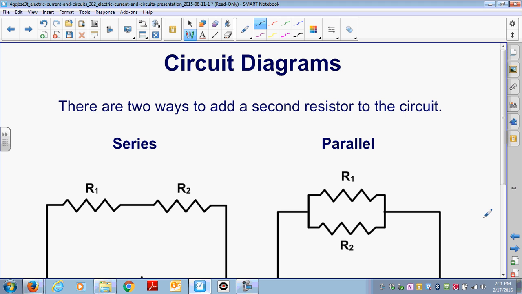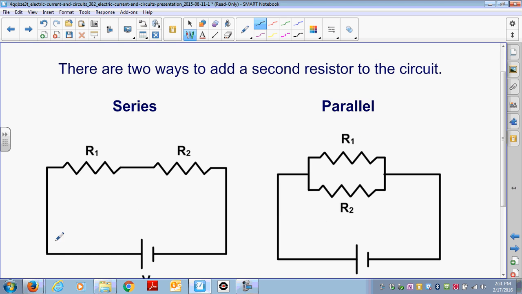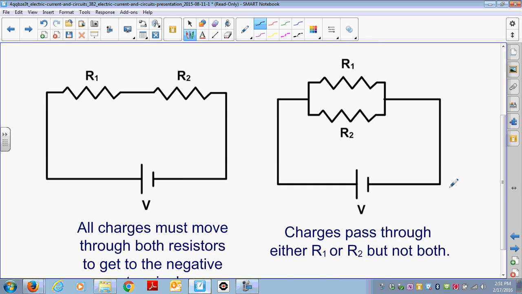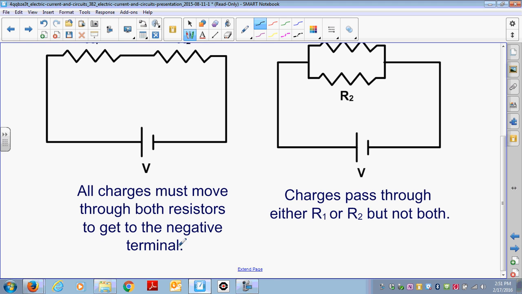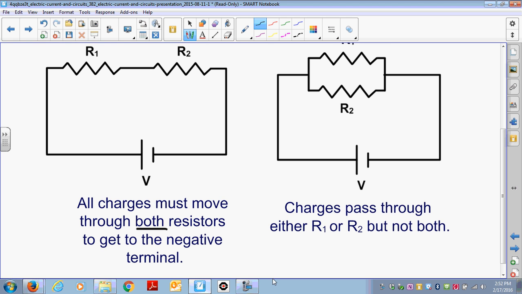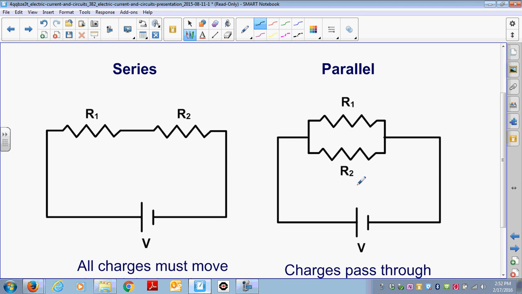There are 2 ways to add a second resistor to the circuit. We can add it in series, which means that the same current flows through both resistors, or we can wire them in parallel, in which that electron has to choose which path it wants to take. All charges must move through both resistors to get to the negative terminal in a series circuit. Charges can pass through either R1 or R2, but not both when looking at a parallel circuit.